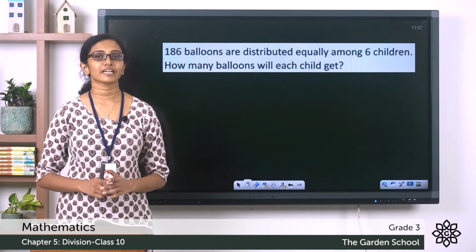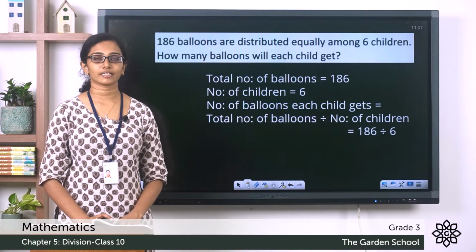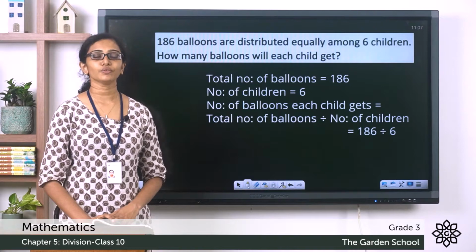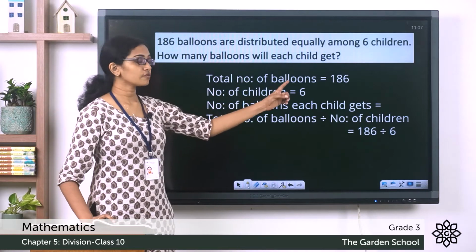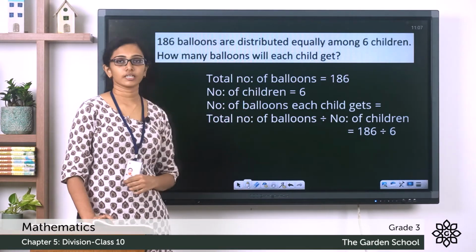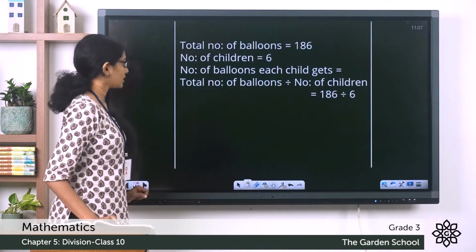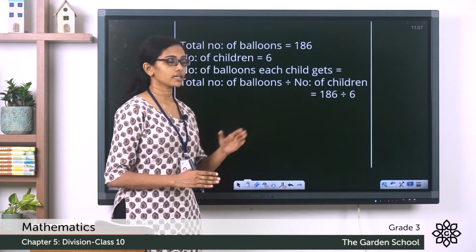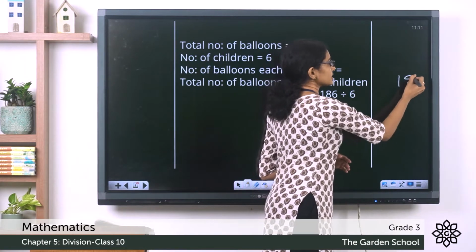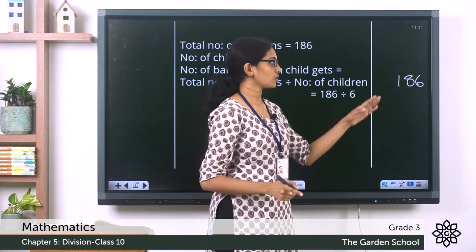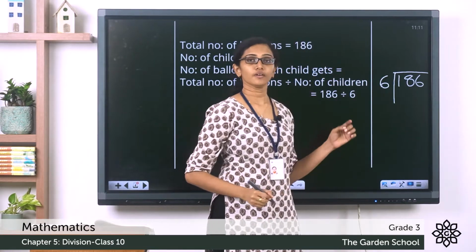Now let's see the steps from the data given in the question. The total number of balloons is equal to 186 and the number of children is equal to 6. The number of balloons each child gets will be equal to the total number of balloons divided by the number of children, which is equal to 186 divided by 6. Now, let's do the division in the working column, which is in the right side margin of your notebook. Let's write 186. This is the number that we have to divide equally, the dividend, and the divisor, the number of children, is equal to 6.